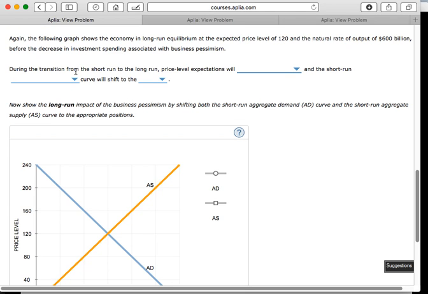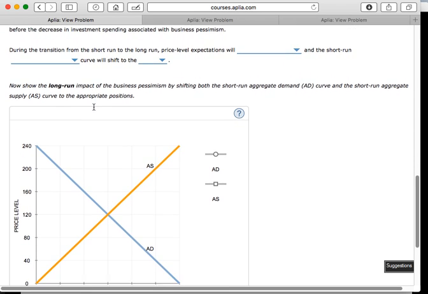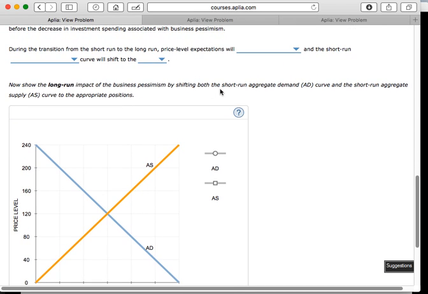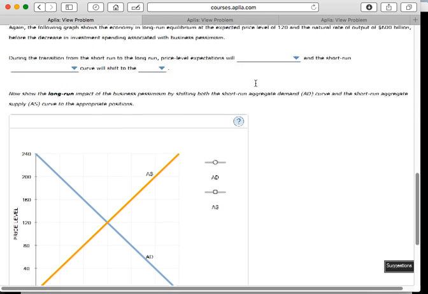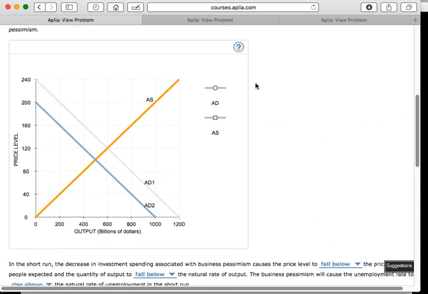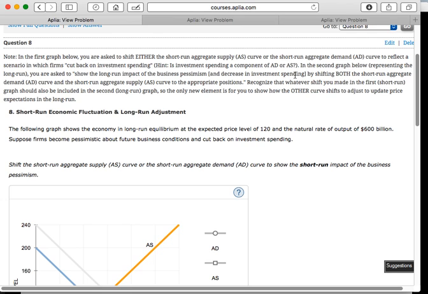So what's going to happen as we move from the short run to the long run? And then it says, now show the long-run impact of the business pessimism by shifting both the short-run aggregate demand curve and the short-run aggregate supply curve to the appropriate positions. Okay. Well, and I gave you a note at the beginning, by the way, which is always in smaller text.